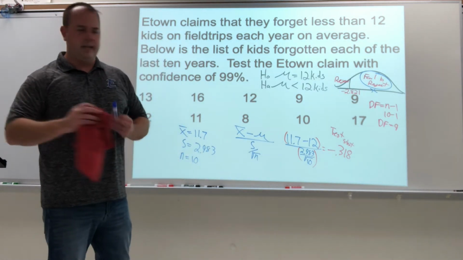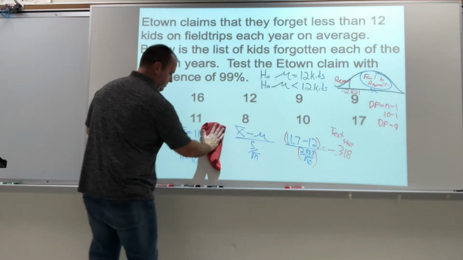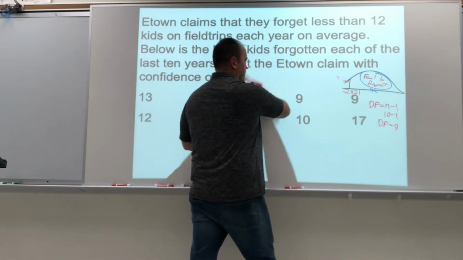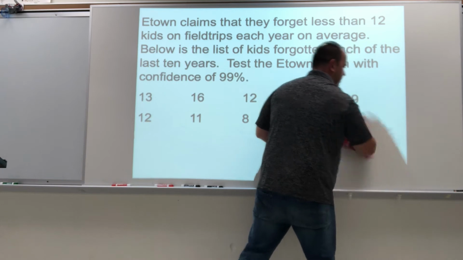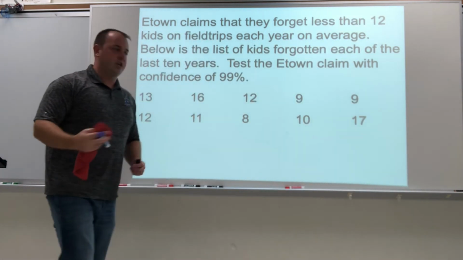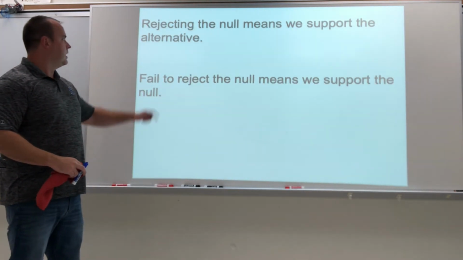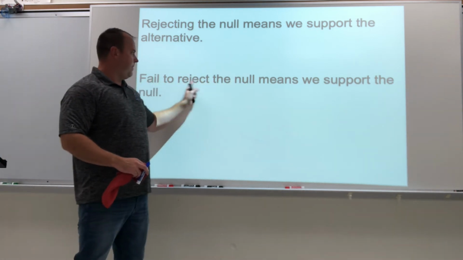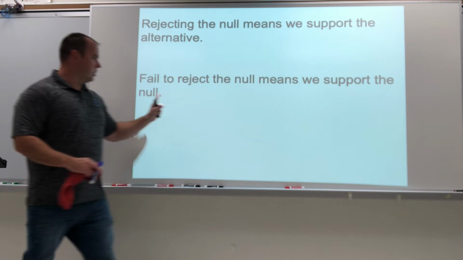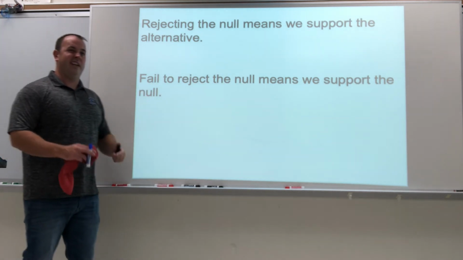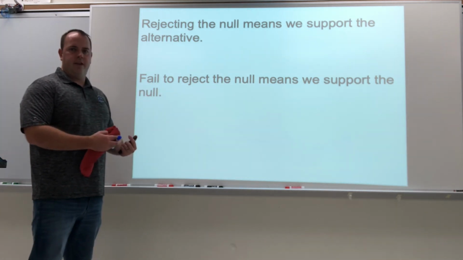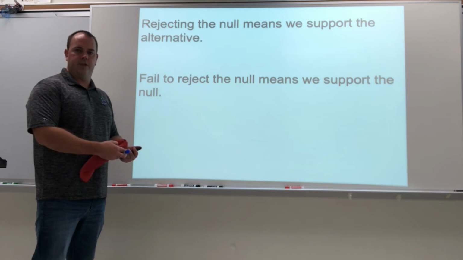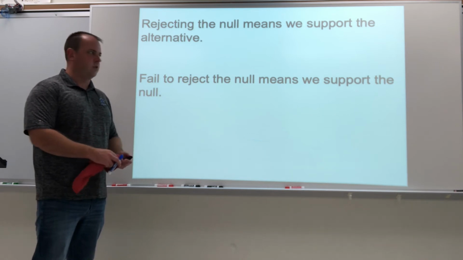So if I'm looking at this, I know I failed to reject. I'm going to erase all this. Once you decide if you reject or fail to reject, okay, we decided to fail to reject. So that means we fail to reject the null, means we support the null. Okay, so we're saying that there's not enough evidence to go with the alternative, which was less than 12 kids. E-Town forgets less than 12 kids on field trips.